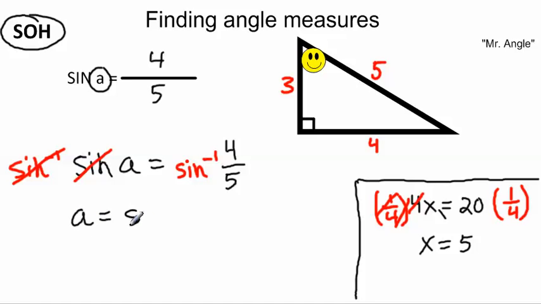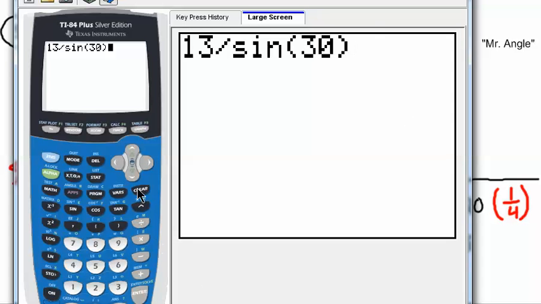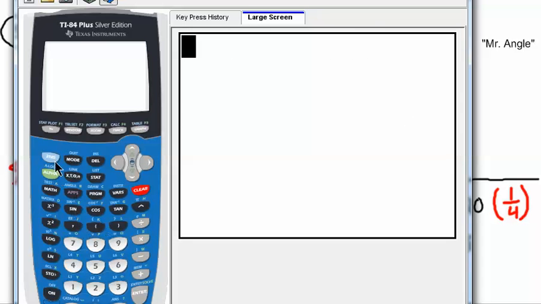So A is equal to the inverse sine of 4/5. And now we can figure it out on the calculator. Press the second key before you press the sine key. So second sine, and now we've got sine with the little inverse.